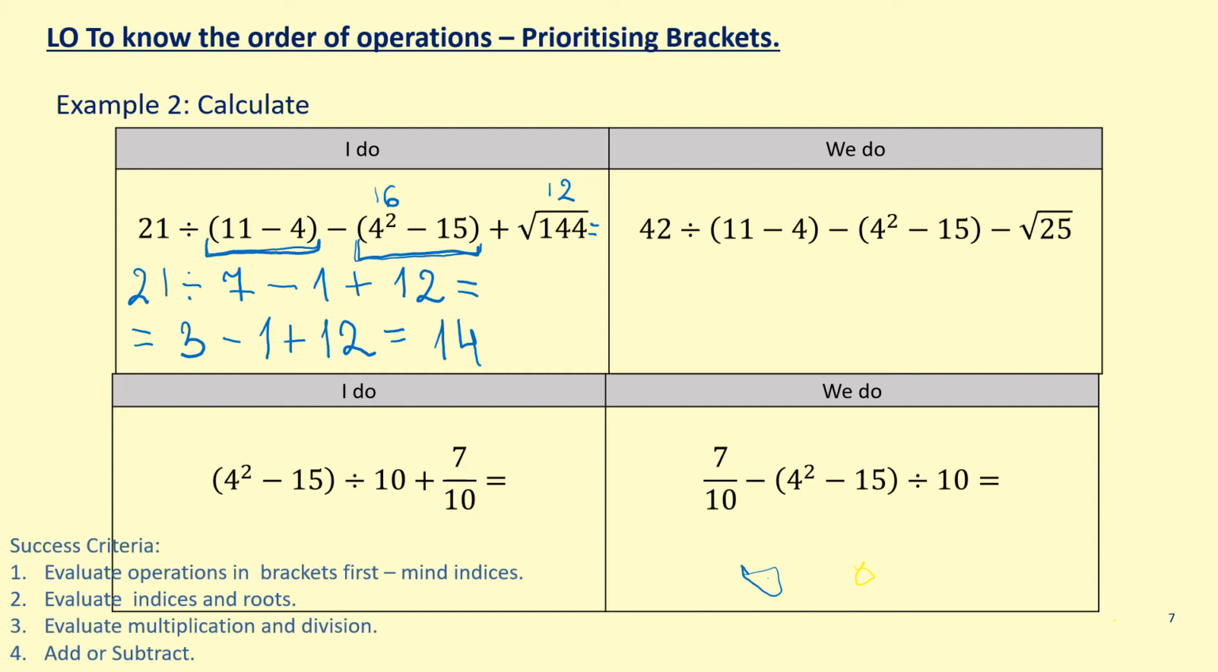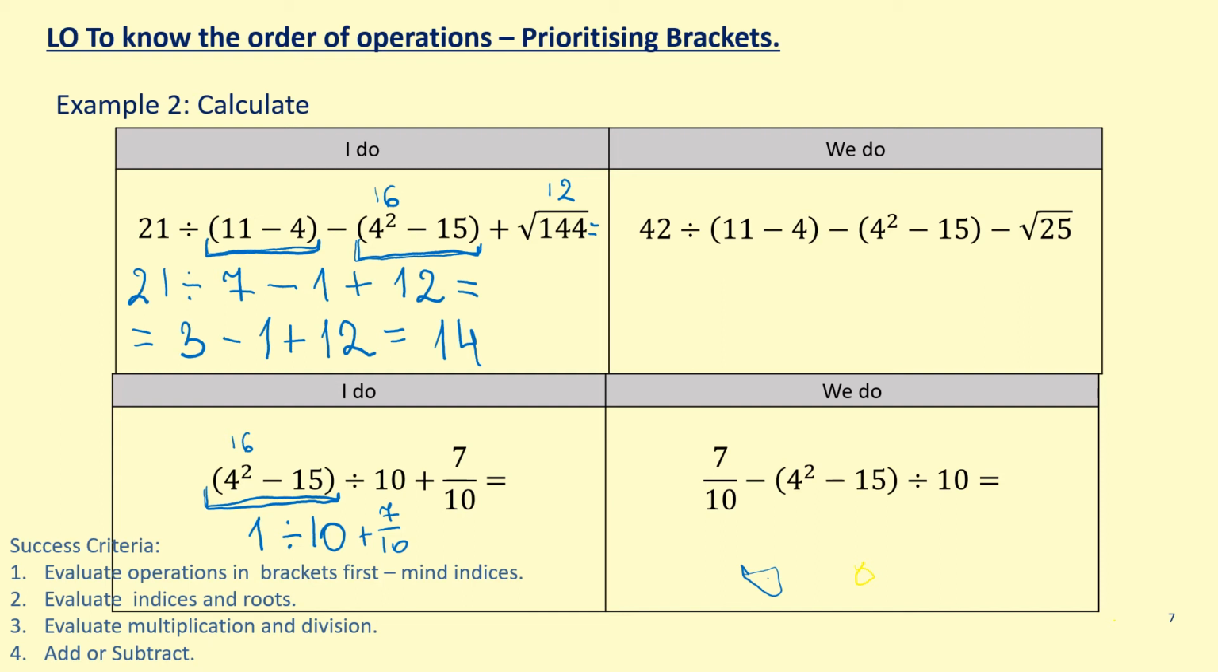So again, I need to start with the bracket. Mind the indices. I've got an index number with the index 4 squared inside the bracket, so I need to evaluate this first. So it's 16, take away 15, which is 1, divide by 10, plus 7/10. Okay, how do I do it now? I've got division and addition. Division comes before addition, so I need to divide first.